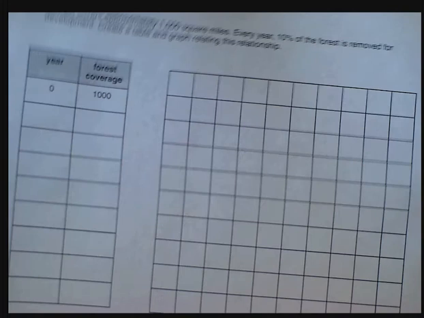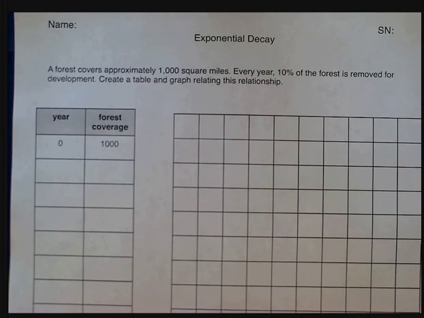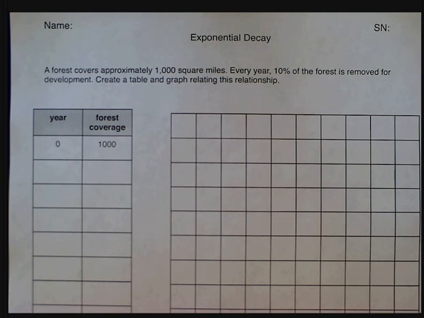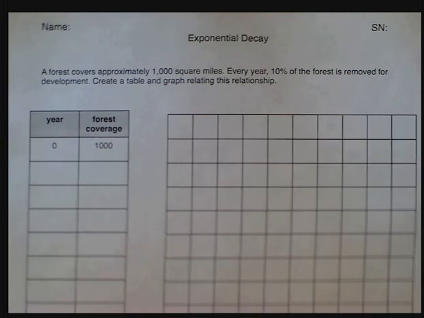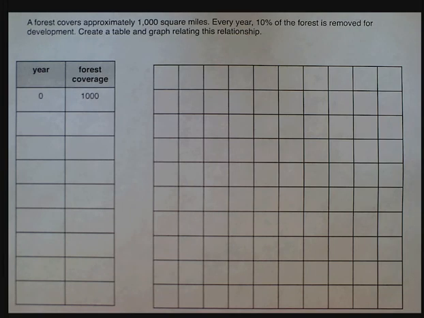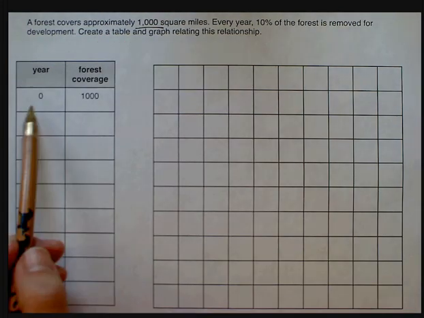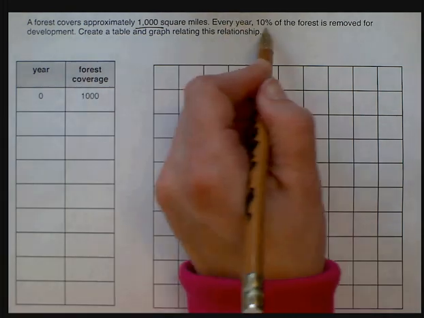Your second example is of exponential decay. This one says a forest covers approximately 1,000 square miles. Every year, 10% of the forest is removed for development. Create a table and graph this relationship. They tell us that our starting value is 1,000 square feet. So at year 0, our forest coverage is 1,000 square feet. Each year, the forest decreases by 10%. That 10% is called our decay rate, how much we're decreasing by.